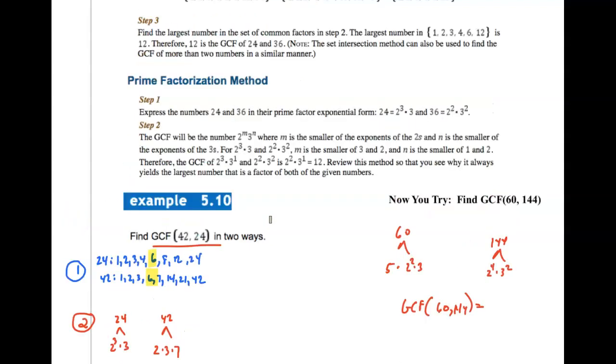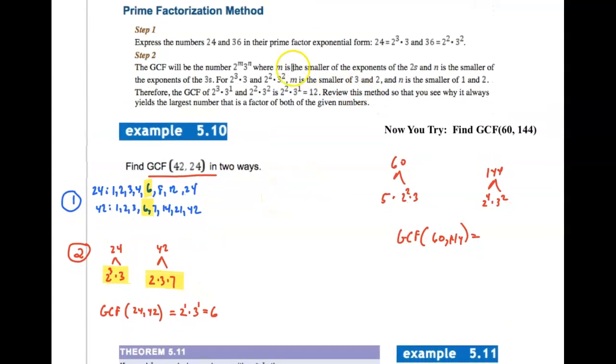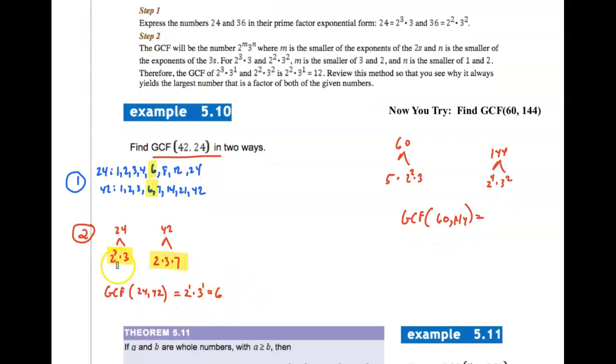The next thing is step 2, the prime factorization method. What you do is write the prime factorization of each of those numbers. Then look at the factors that they have in common. They have a 2 and a 3, and then you take the smallest exponent. That then gives us the greatest common factor.